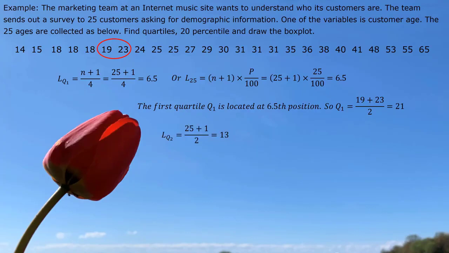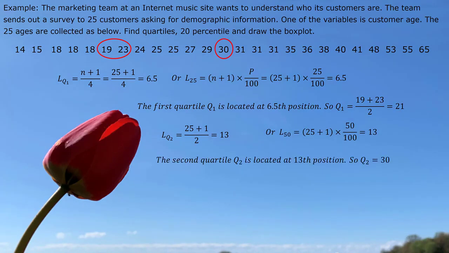Similarly, we can calculate the position for the second quartile or for the median. So that is 25 plus 1 divided by 2, which is 13. At the 13th position, we find the value 30. So the second quartile, Q2, is 30.